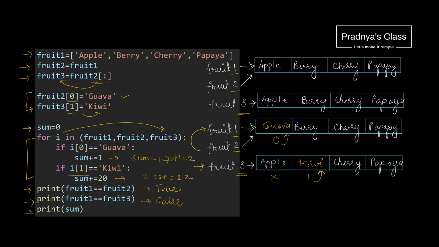Here is the last line of the code. With the print statement, we are printing the value of sum. It is nothing but 22. So this is the final output. The first will be true. The second will be false, and next we are printing the value of sum, that is nothing but 22. Hope you understood this explanation too. In case of list, make sure you know what is deep copy and shallow copy. These concepts we are applying here.